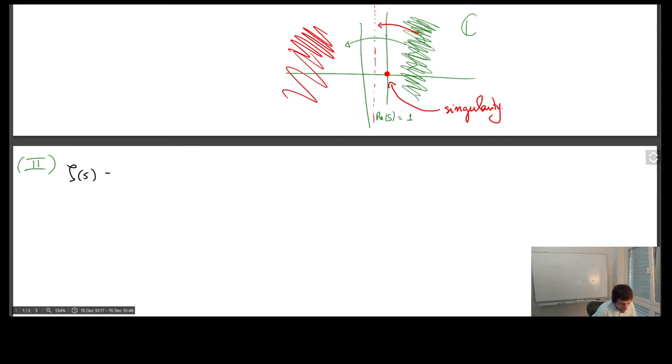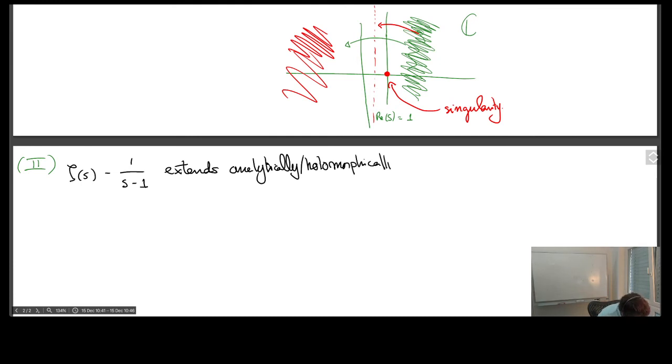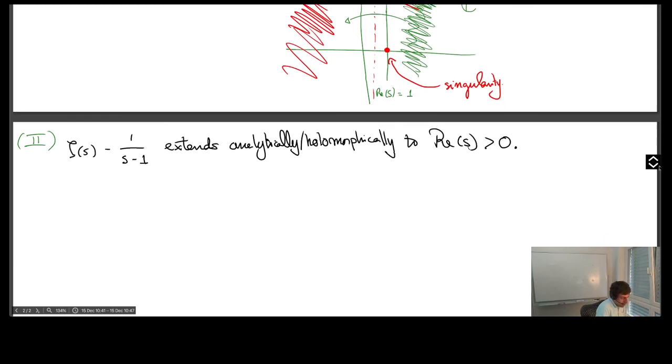And so what I'm going to show here is that if I take away that pole, with residue 1, basically, then this extends analytically, or holomorphically, same word, to the real part of s bigger than 0. Okay, so how do we do this? We do it via a series. So let's prove this.